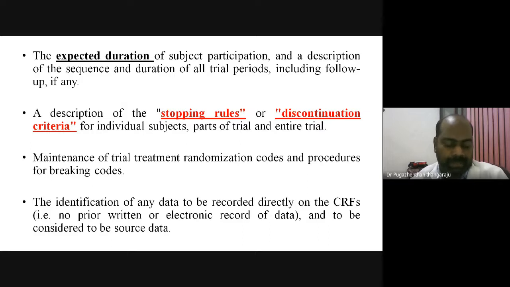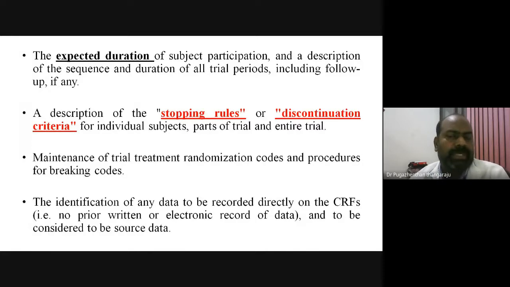Okay. So another very important thing is the stopping rules and the discontinuation criteria for individual subjects, parts of the trial and the entire trial. It should be very clearly mentioned. Like what are the stopping rules? The stopping rules might be from the investigator side or from the participant side. For example, on the investigator side, I might be looking at the liver function test, and if it is 3 times or 6 times more than the normal value, I will have that criterion. Okay, we can do that. Like we can give an option for withdrawal. So this is all from the investigator side.